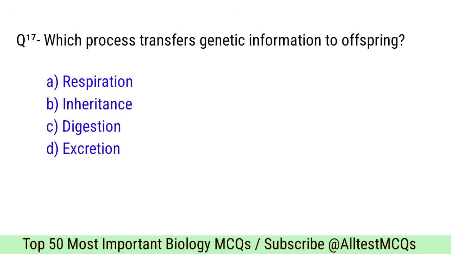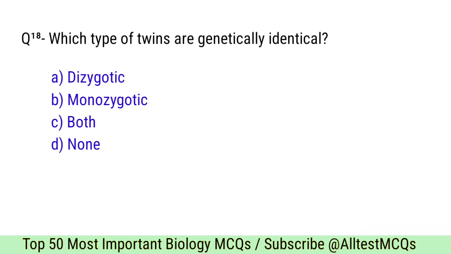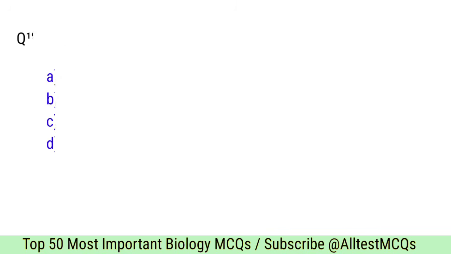Question number 17. Which process transfers genetic information to offspring? Right option is B. Inheritance. Question number 18. Which type of twins are genetically identical? Correct option is B. Monozygotic.